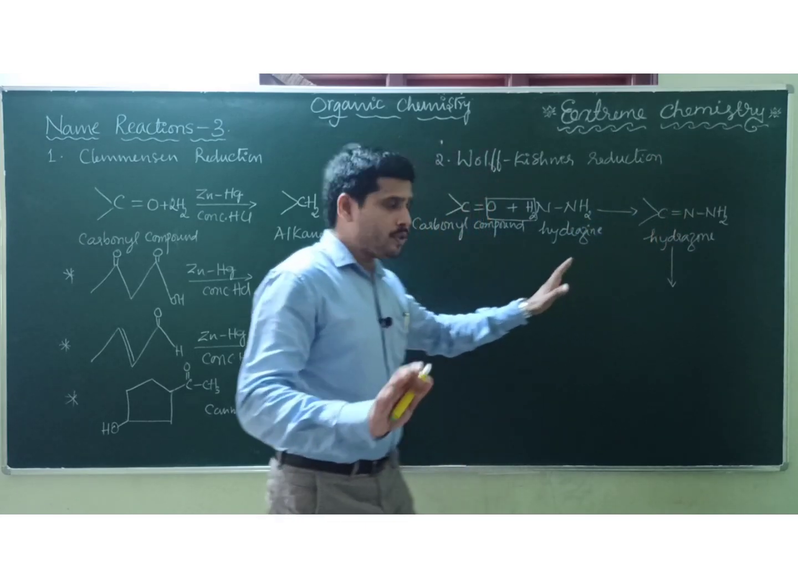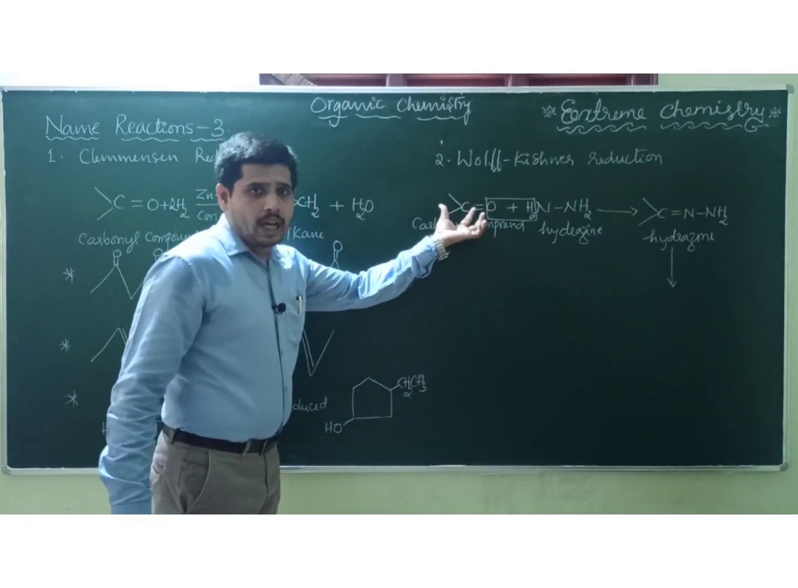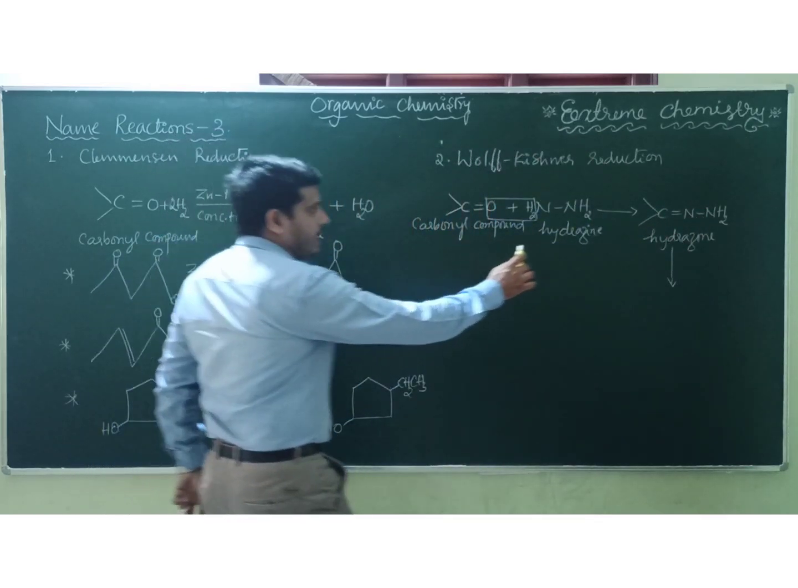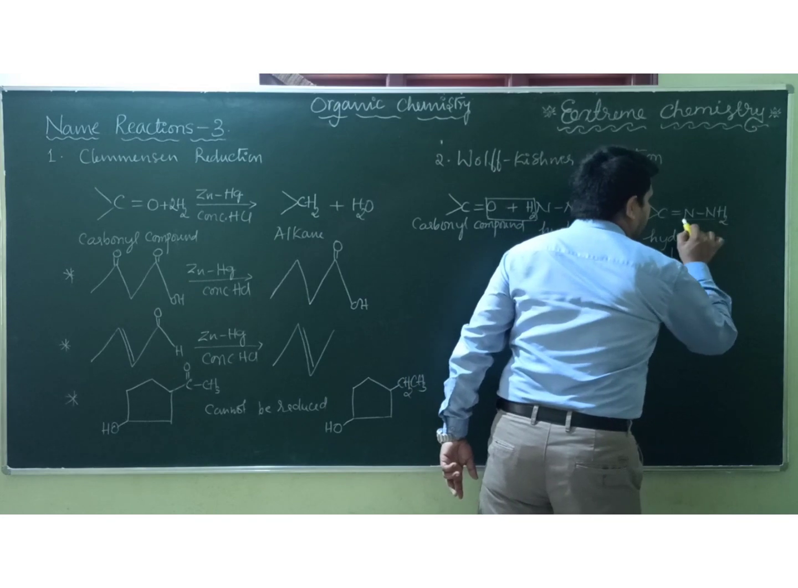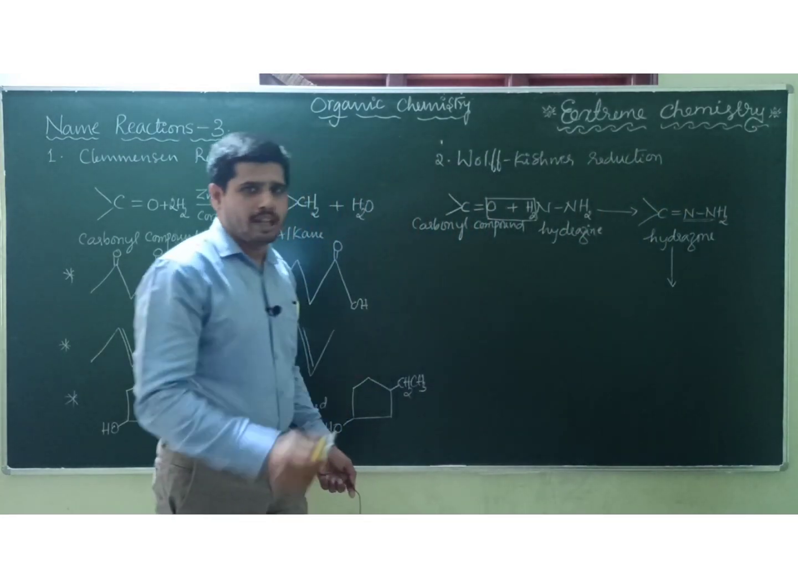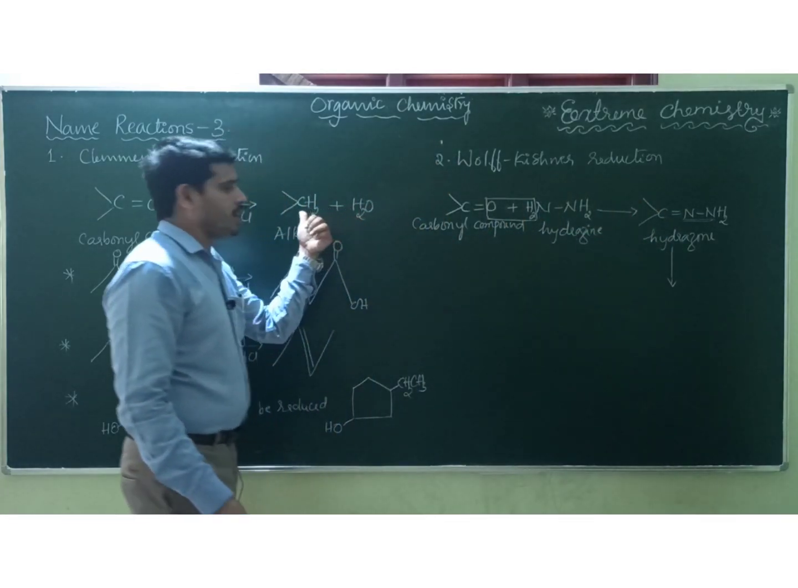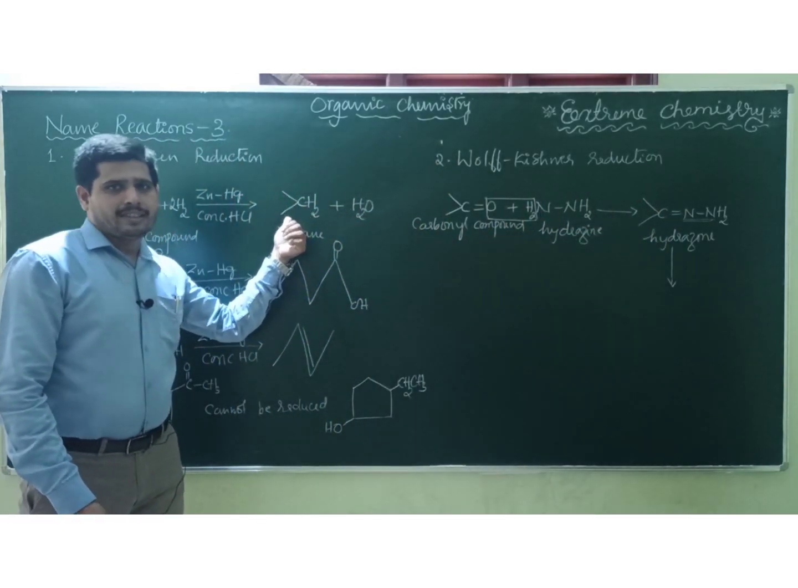So what is our intention, you tell me? We have to convert this carbonyl group into hydrocarbon alkane. So for that, what should I have now? This nitrogen molecule to be removed. So when you remove this, H2 will be added up here. We will get the same product which we got in Clemmensen's reduction.